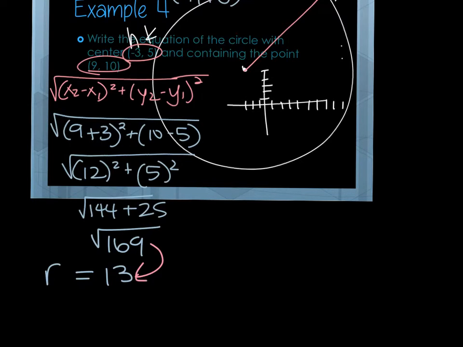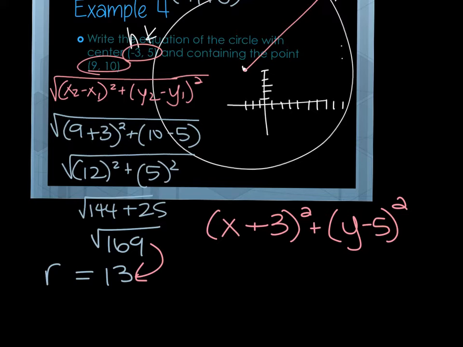But we don't even need to go to this next step unless it asks explicitly for the radius, because when we put it back in the equation, we're squaring it. So then I would get x minus the h, so x minus a -3 becomes x plus 3 squared, plus y minus 5 squared equals the radius squared, which is 169.